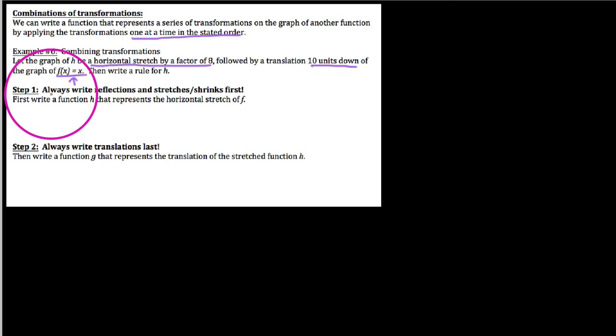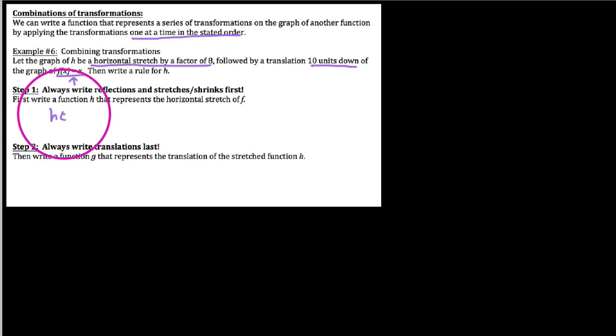What I want to point out in this video is essentially this. When you write a combination of transformations, we always write reflections as well as stretches and shrinks first. That always occurs first. So first we'll write a function h, and we'll allow this function h to represent that horizontal stretch of f. What we were told was we have some h that needs to be a stretch by a factor of 8 of f of x.